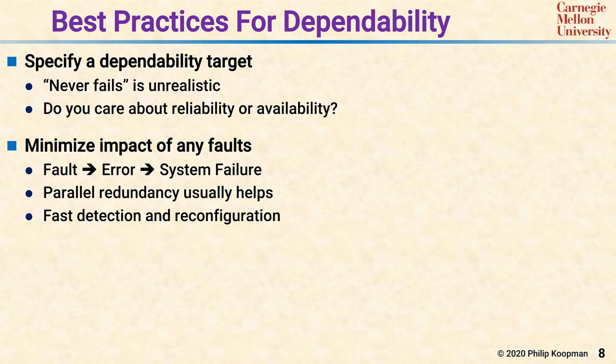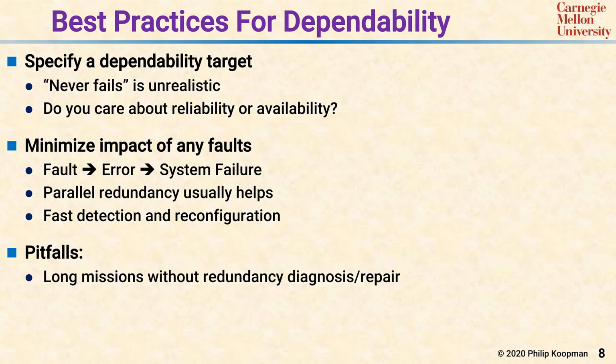Building highly dependable systems is more challenging than it may appear, but industry has decades of experience on how to get this right. The typical pitfalls are designing a system that has long missions without the opportunity to diagnose and repair the available redundancy. Long mission times can lead to high system failure rates even if you do have redundant components. As a practical example, if you're building a car, it's better to have a mission time that is 1 day of driving or even 1 year of driving between diagnosis and maintenance operations compared to a mission time that is the life of the vehicle.